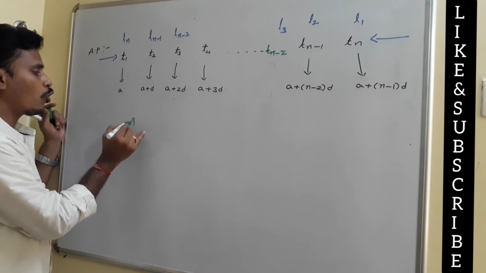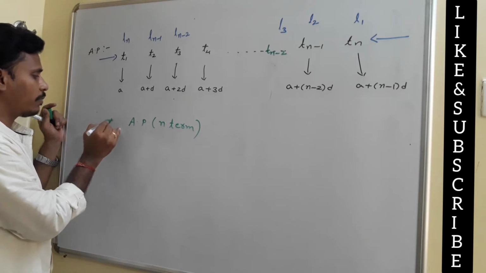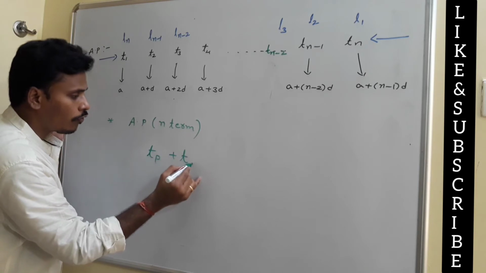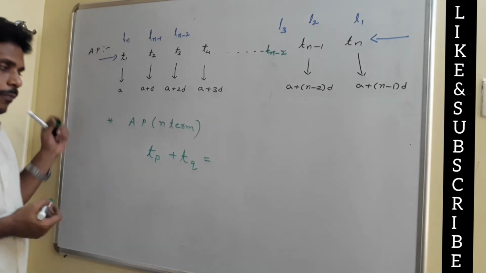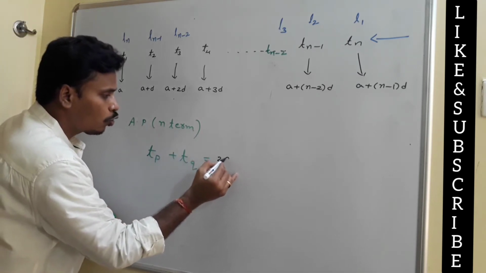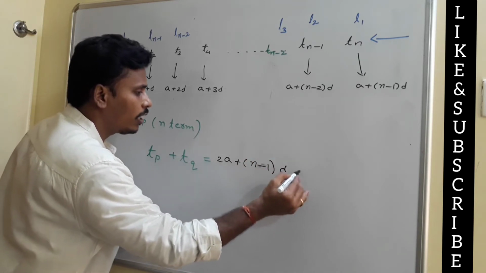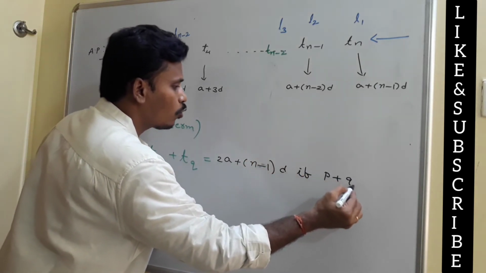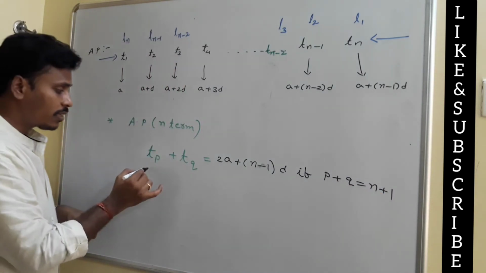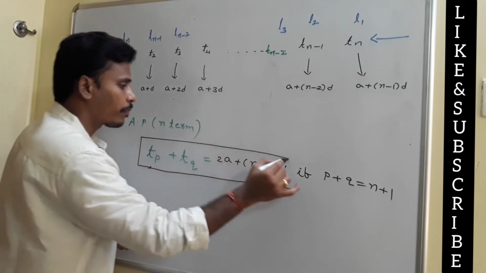I have an arithmetic progression with n terms. Then in that case you just look at the sum of the values of Tp and Tq, right? The sum of Tp and Tq is equal to 2a plus n minus 1 into d if p plus q is equal to n plus 1. Just observe carefully. This Tp plus Tq is equal to 2a plus n minus 1 into d every time, right?